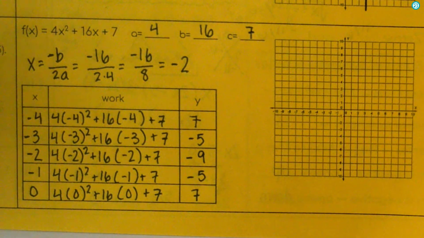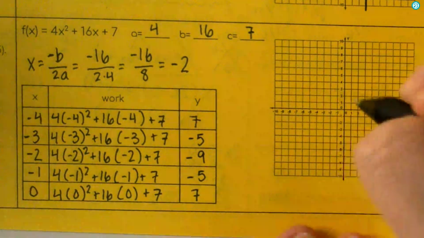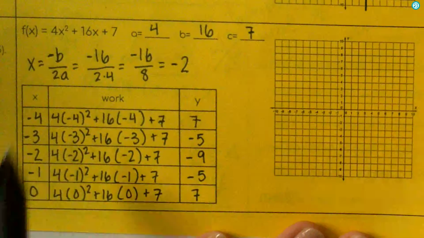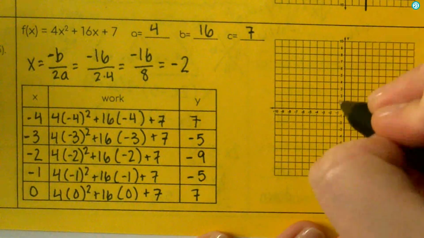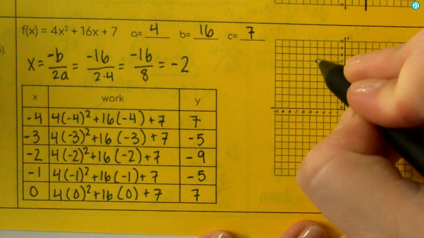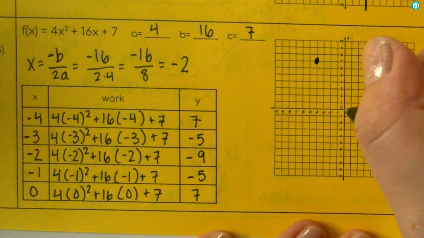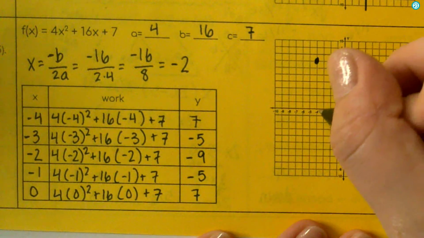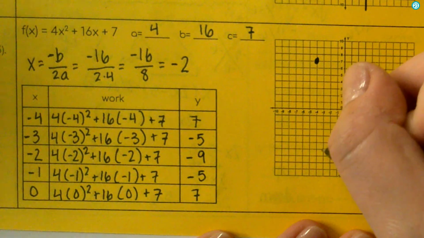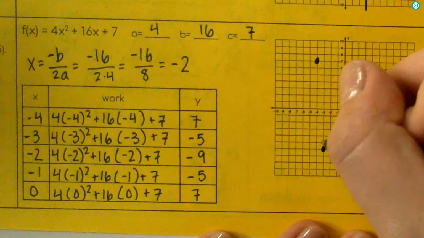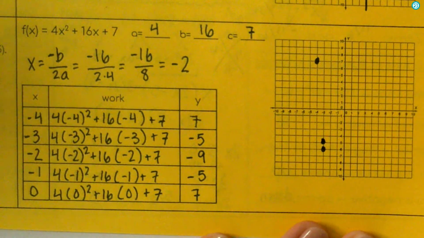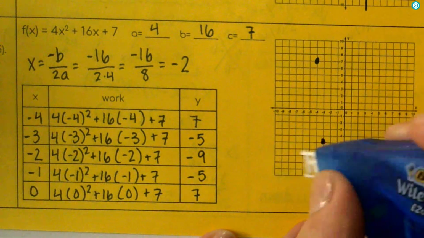All right, we can go ahead and graph this then. So we started 0, 0. We're graphing these ordered pairs. So -4, 7. So left 4, up 7. -3, -5 is going to be left 3, down 5. I think I went 1 too many. And of course, I don't have any white out over here.